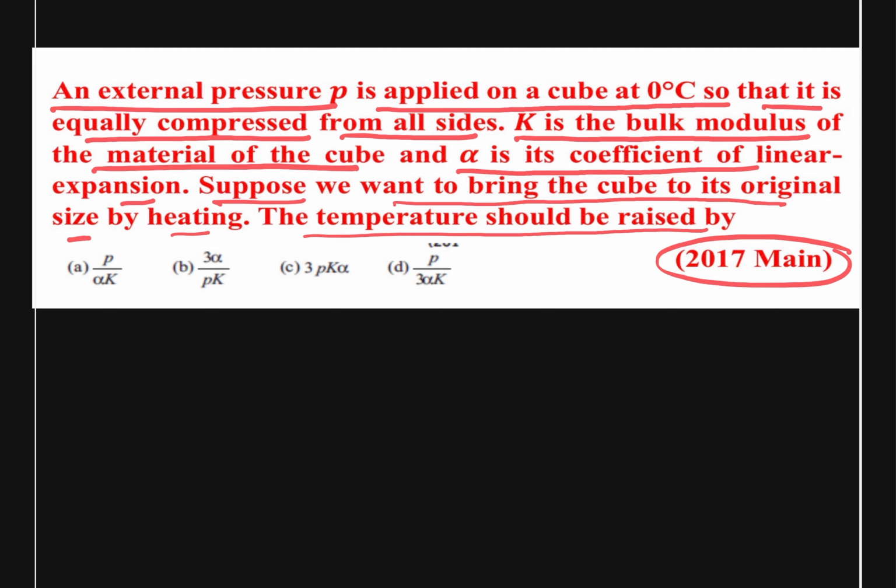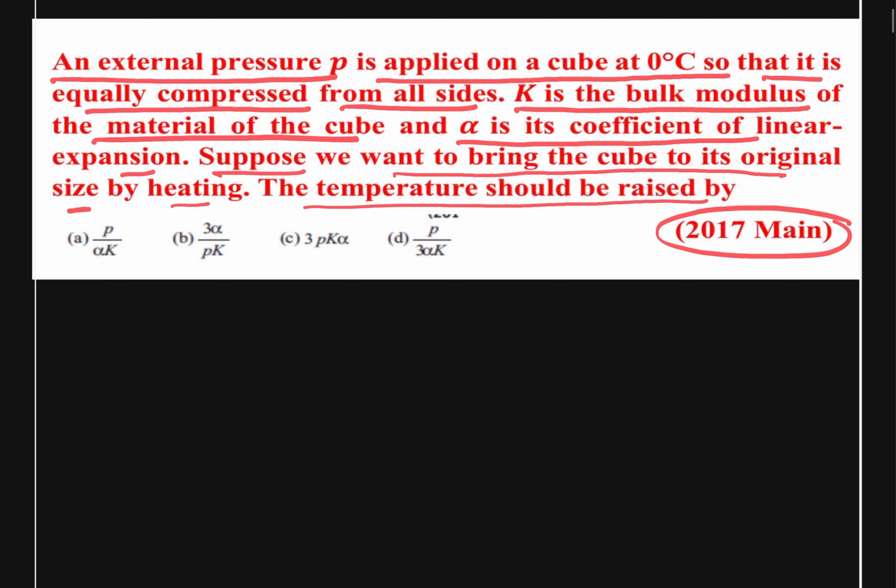Okay. So in this case, obviously when we are going to press it, there will be volumetric compression, and if you want to bring it to the original size, there should be a thermal expansion, which is going to counteract this compression. And we have to use the relationship between the coefficient of volume expansion as well as the linear expansion, which is quite standard.